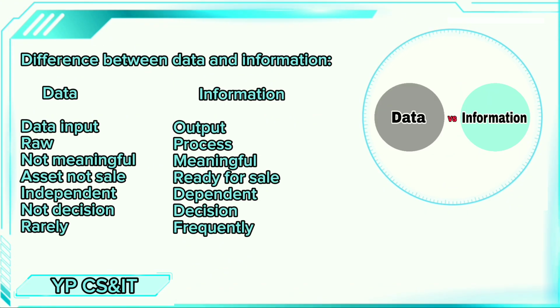Difference between data and information. Data: input, raw, not meaningful, asset not sale, independent, not used for decisions, rarely. Information: output, processed, meaningful, ready for sale, dependent, used for decisions, frequently.